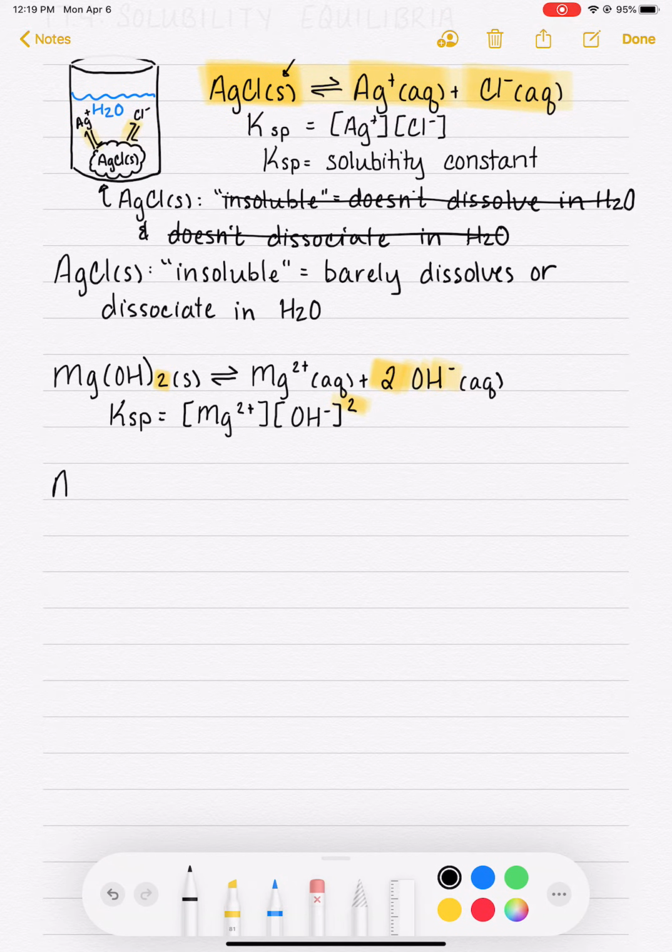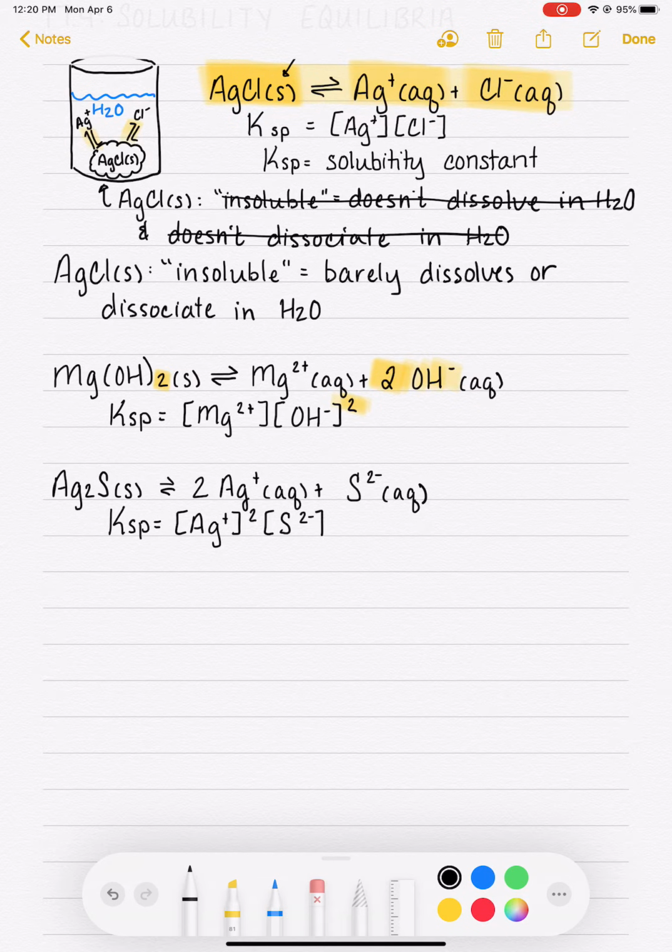The next one we're going to do is silver sulfide, Ag2S, in equilibrium with 2 Ag+ aqueous and S2- aqueous. And let's write a KSP for this one. Products over reactants raised to their stoichiometric coefficients, leaving out the pure solids and the liquids. Paying attention to stoichiometry, we have 2 silver cations. That means that we have this superscript of 2 in the KSP.